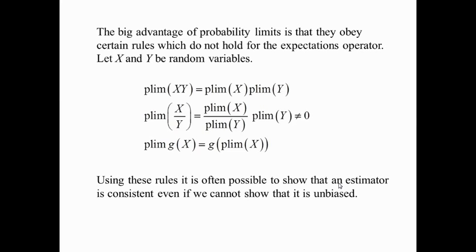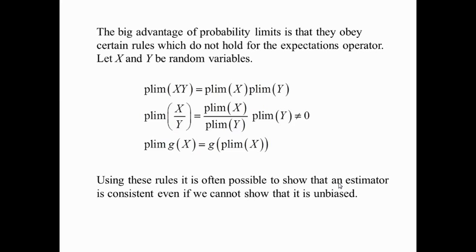Not true for expectations. Similarly, the probability limit of the ratio of two random variables is equal to the ratio of their probability limits, provided the random variable in the denominator does not have probability limit 0. So plim x over y is equal to plim x divided by plim y, provided that plim y is not equal to 0. Finally, if we take the probability limit of a function of a random variable x, that's equal to the function of the probability limit of x. Plim g of x equals g of plim x.